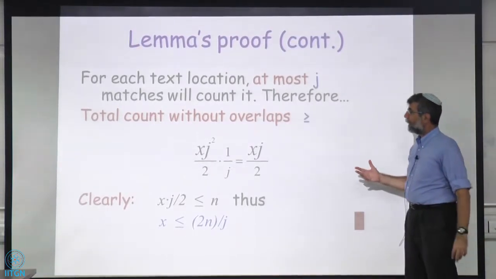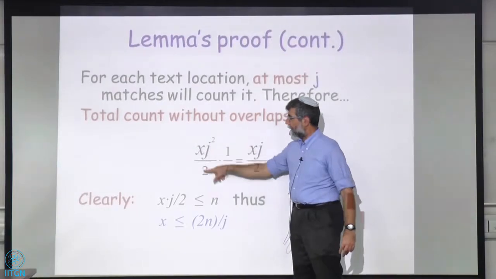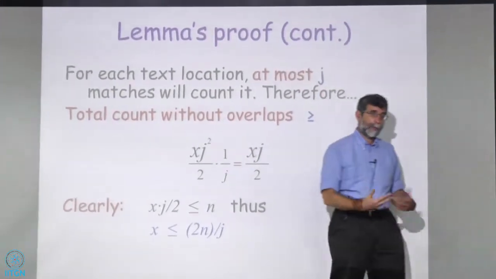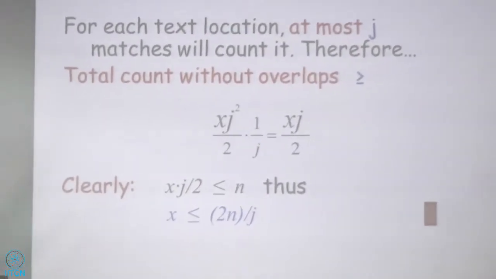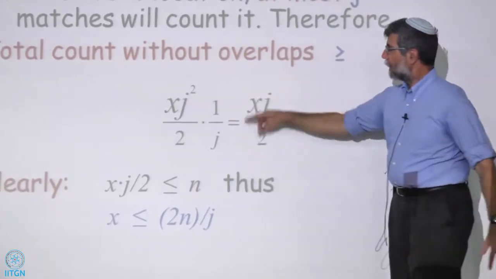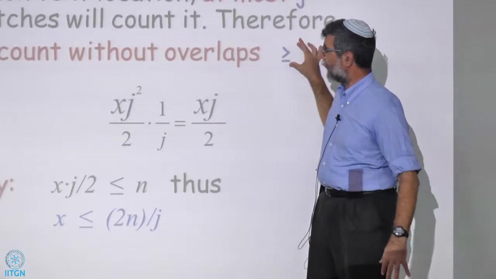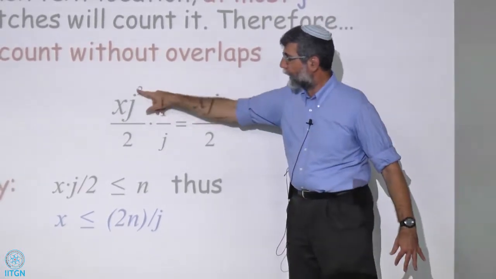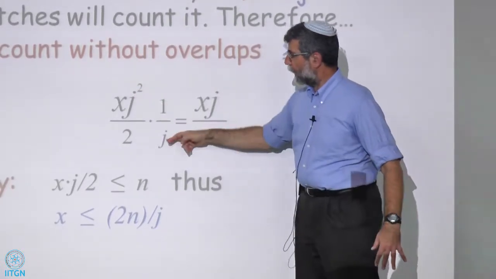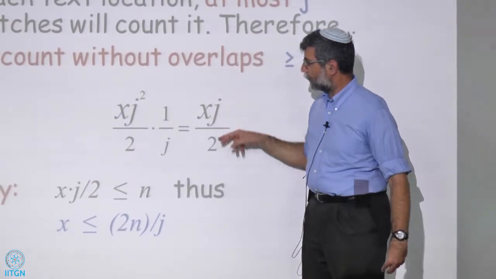So therefore, the total count without overlap has to be greater than xj over 2 times 1 over j. I mean, if it's less than j, then we get an even bigger number. But that's the smallest number that can be as far as the total is concerned. So what we have, the total count without the overlaps, is going to have to be greater than this, where the j actually we can cancel out. So we get xj over 2.